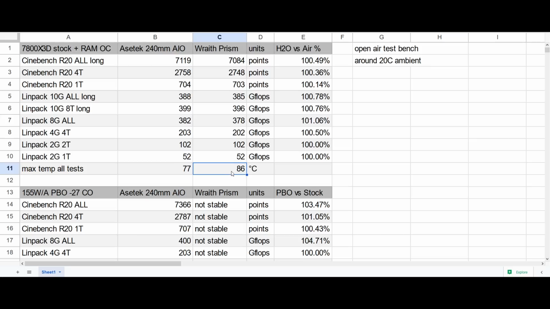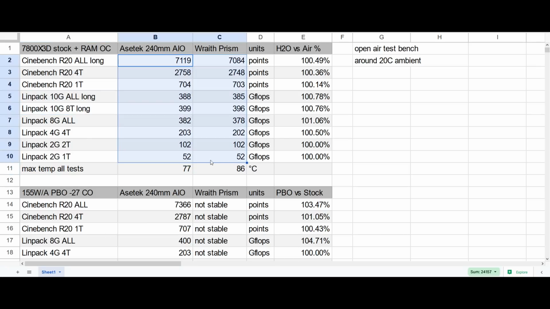And also, that 86 degrees, that happened in Cinebench. That's the only test that actually got that hot. For some reason, Cinebench consistently runs hotter than Linpack, even though it doesn't really pull significantly more power. So I guess Cinebench has some kind of hotspot thing going on that doesn't affect Linpack. That's kind of interesting. Might need to do more testing on that.